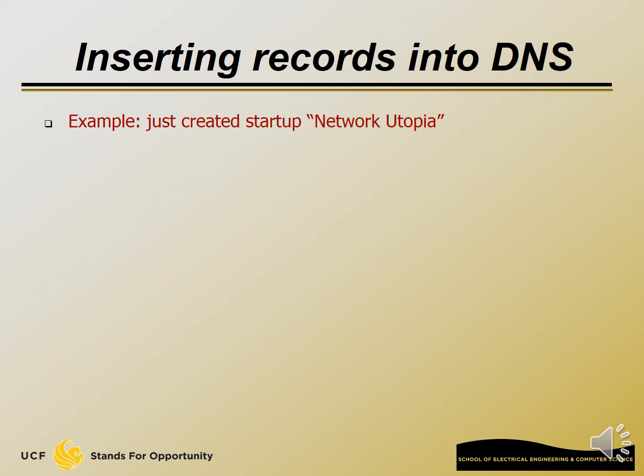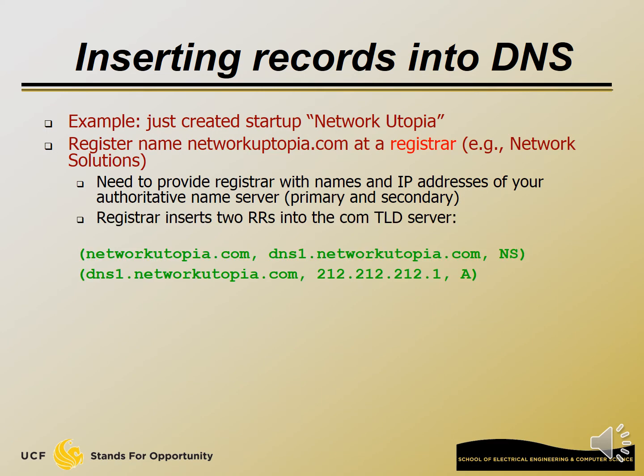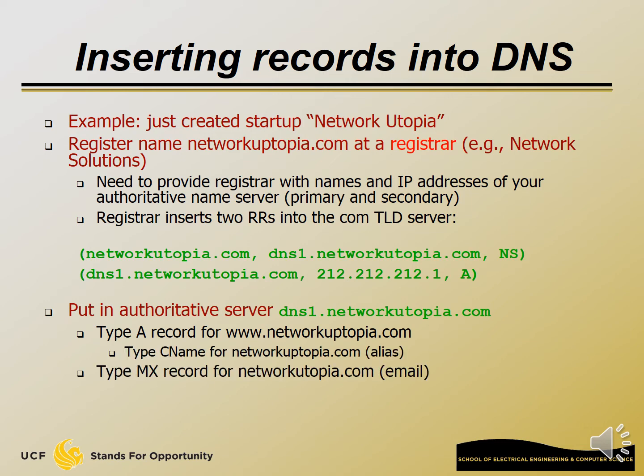Inserting records: for example, creating a new network utopia. The name is registered with a registrar such as Network Solutions. So networkutopia.com with authoritative server dns1.networkutopia.com can be added. CNAME is an alias. For email, type MX record for the mail server.